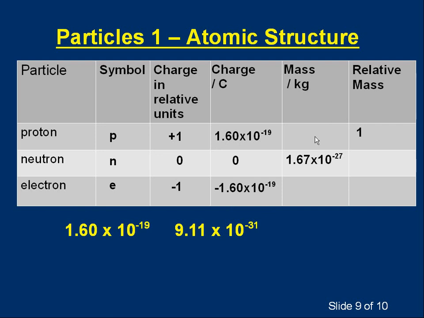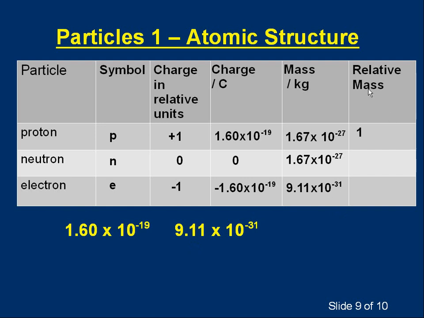Mass, proton and neutron are about the same mass, so you should have worked out that's 1.67 times 10 to the minus 27 kilograms. Note the units are in the top of the table, so you don't put them in the body of the table. Mass of an electron, we said it's a lot smaller than the neutron, so that's where this figure comes in, 9.11 times 10 to the minus 31 kilograms.